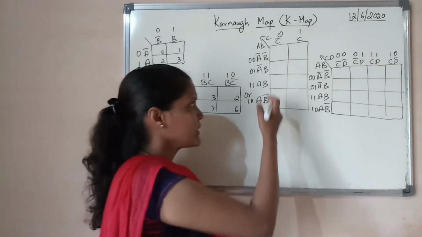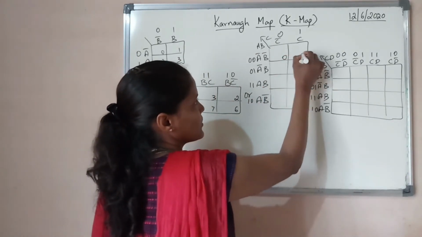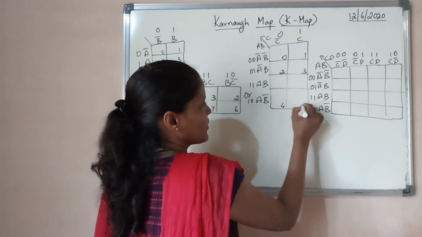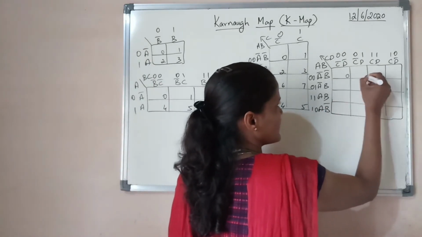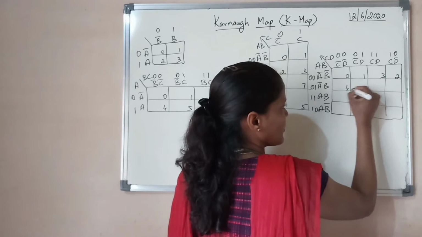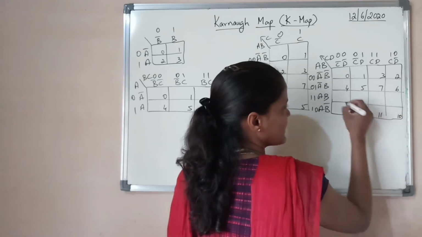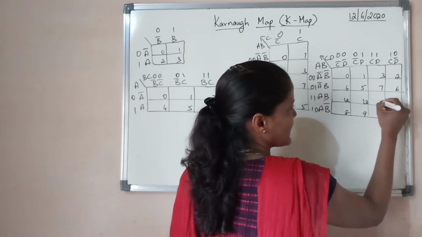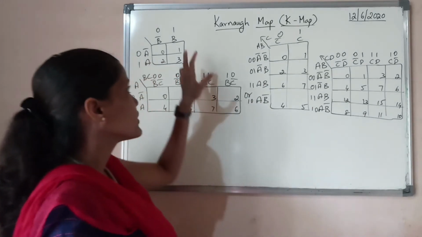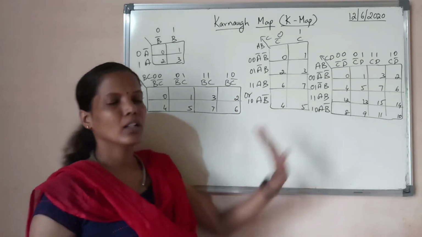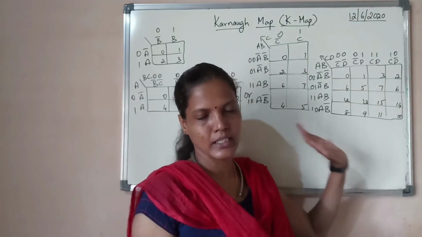Okay. Coming to this, 0, 1, 2, 3, 4, 5, 6, 7. Coming to the fourth variable, the 4 variable K-map: 0, 1, 2, 3, 4, 5, 6, 7, 8, 9, 10, 11, 12, 13, 14 and 15. This is how you can number the cells for 2 variables, 3 variables or 4 variables. This is the decimal equivalent of each cell in the K-map.